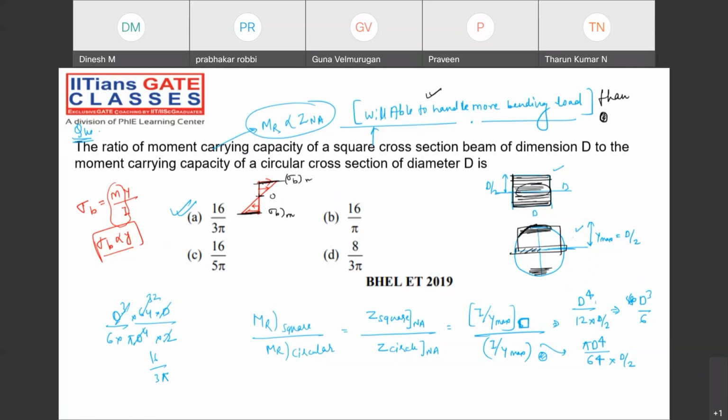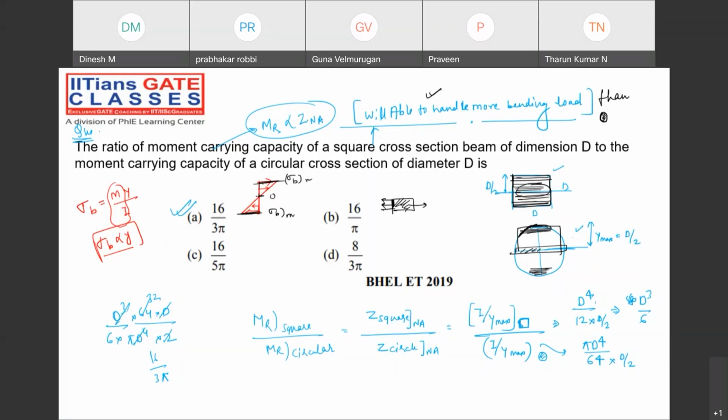So in two ways I explained to you, by the moment of resistance and by this concept. At the top and at the bottom, material should be more so that they can resist more bending load. See, who will resist? Not any genius person or some imaginary person will resist, right? There has to be some material to resist this load. If we are applying any load, there has to be material. Right or no? Tell me, guys.